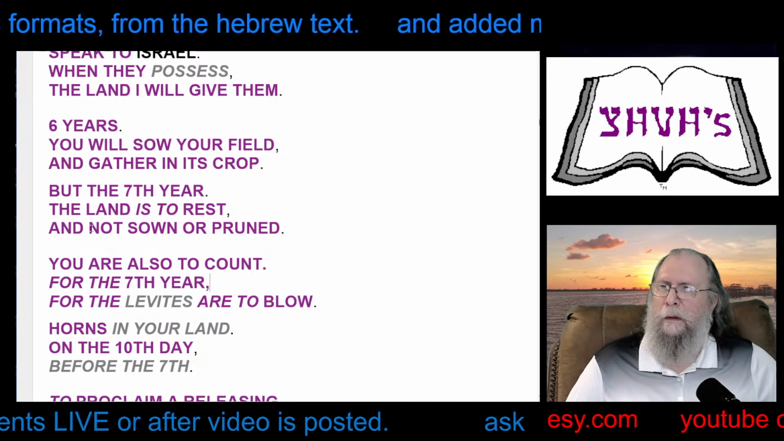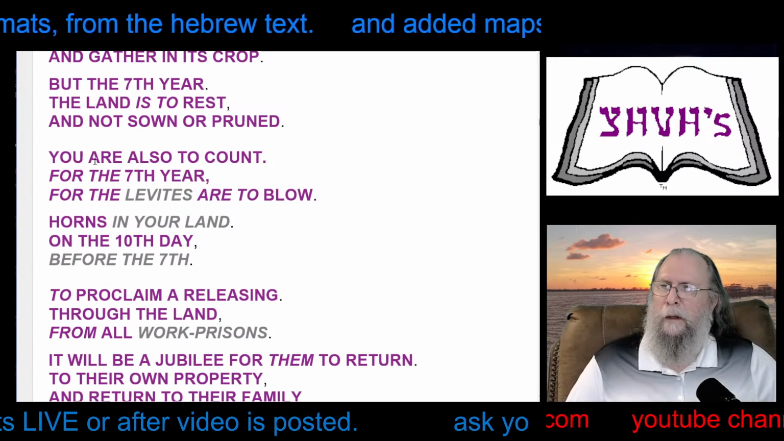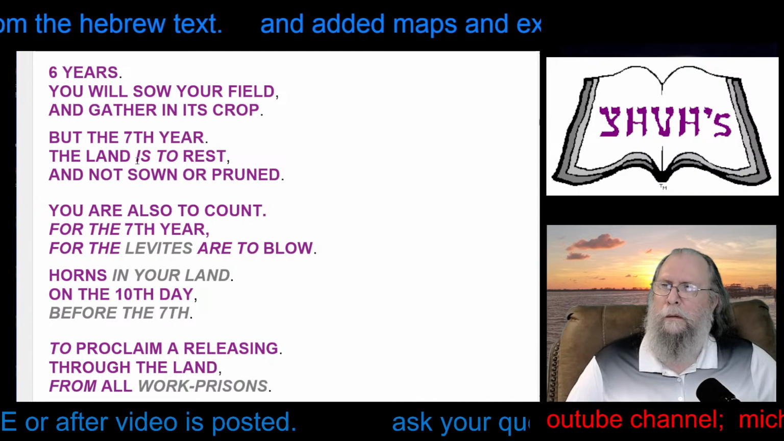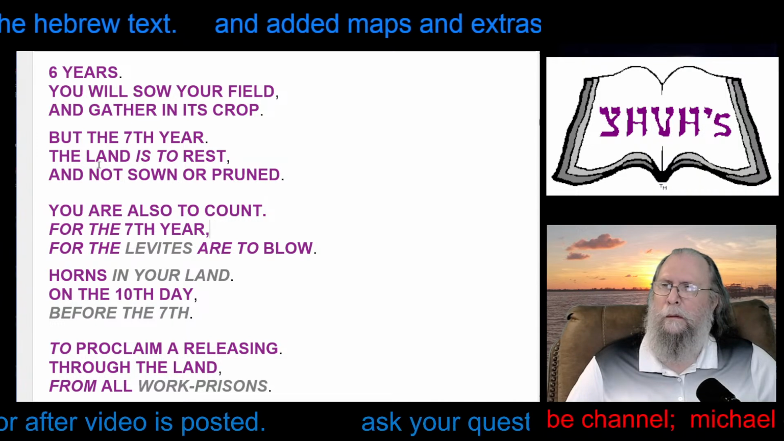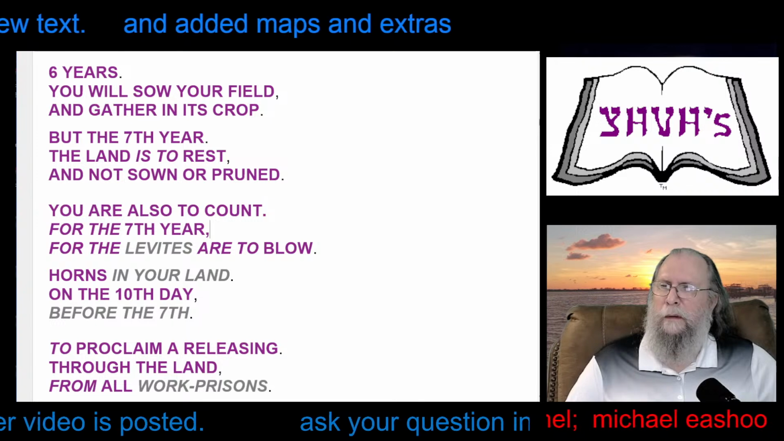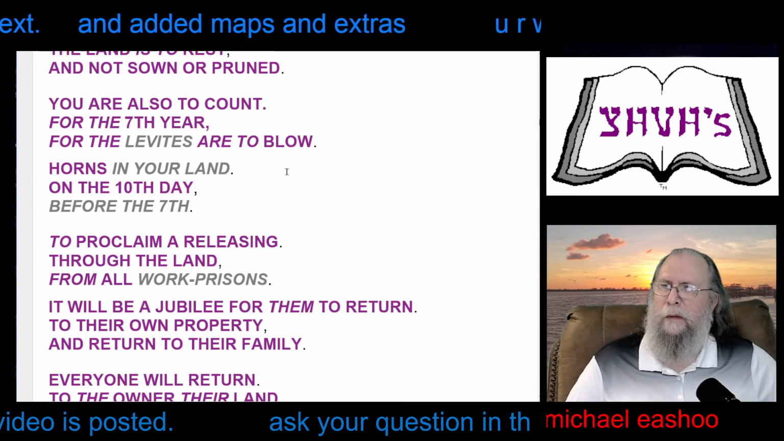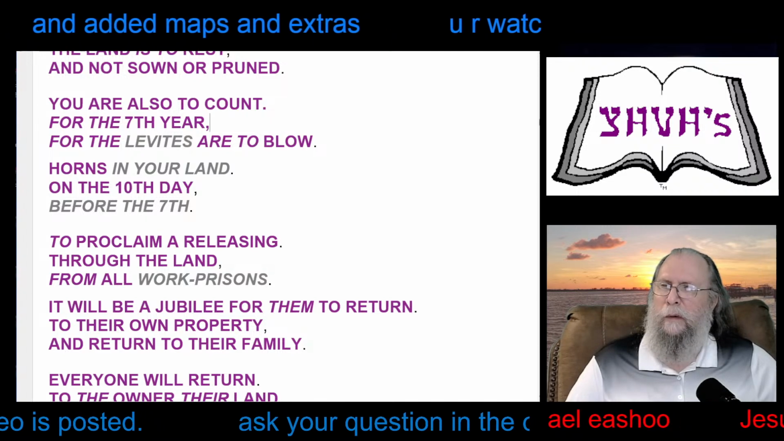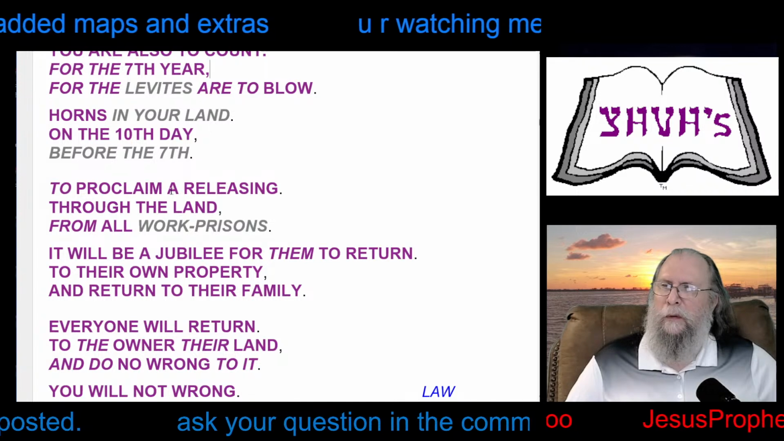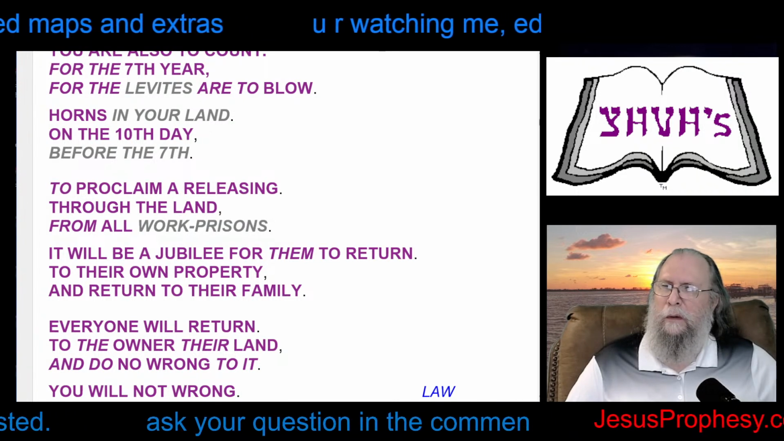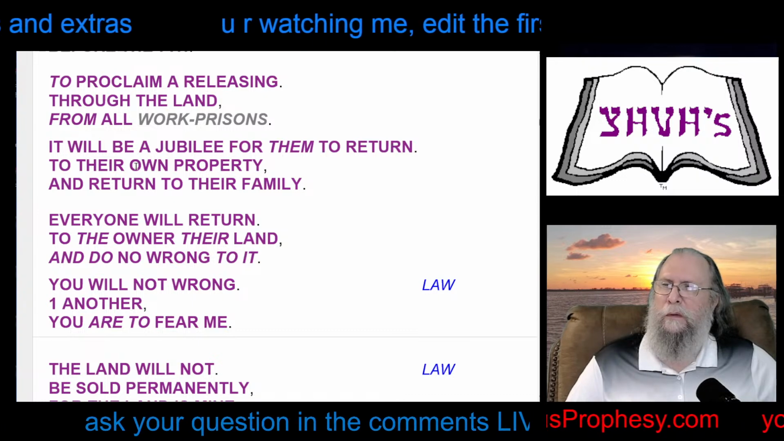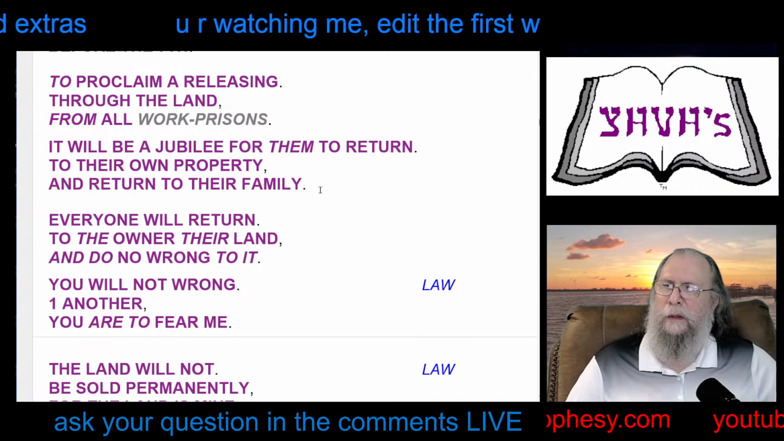The seventh year of the land is to rest, and not sowed or pruned. You are also to count for the seventh year, for the Levites are to blow horns in your land on the tenth day before the seventh. This is before the seventh year begins, to proclaim a releasing throughout the land from all work prisons. It will be a jubilee for them to return to their own property and return to their families.